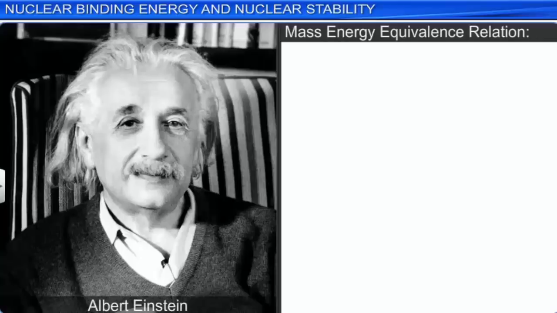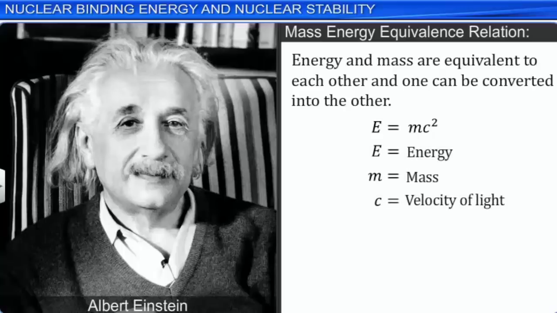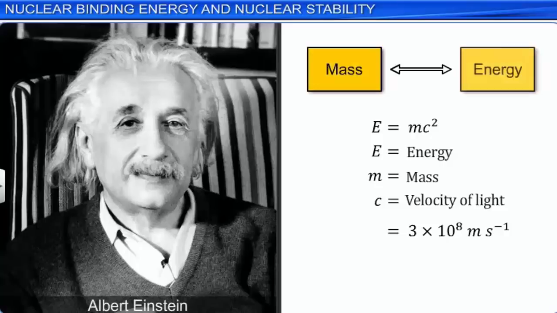According to Einstein's mass-energy equivalence relation, energy and mass are equivalent to each other, and one can be converted into the other. When a certain mass m is destroyed completely, the amount of energy released is given by Einstein's mass-energy equivalence relation as E = mc², where c is the velocity of light, which is equal to 3 × 10^8 meter per second. Here, E is referred to as the energy equivalent of the mass. According to Einstein, mass is a form of energy and it can be converted into other forms of energy, say kinetic energy, and vice versa.